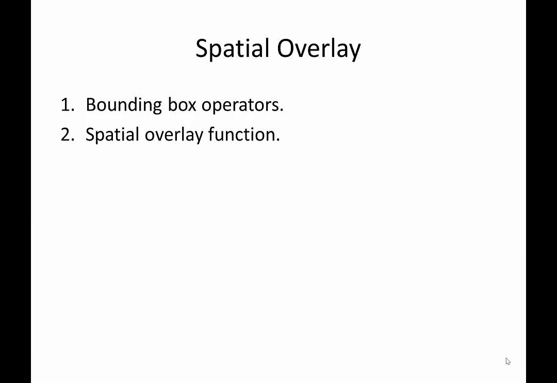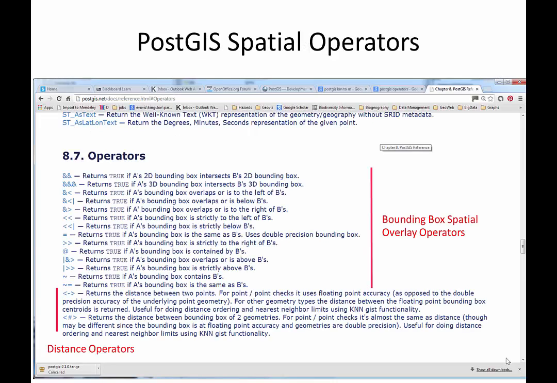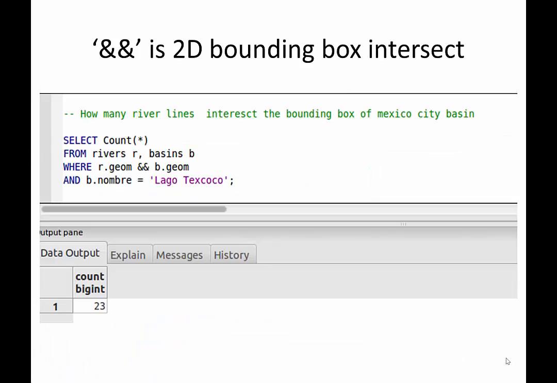So that's distance. All right, spatial overlay. Two types of spatial overlay: bounding box operators and spatial overlay functions. So remember operators, we've only looked at one of these distance operators. We're now looking at these bounding box spatial operators, then we'll look at true spatial overlay. So the double ampersand is a 2D bounding box intersect.